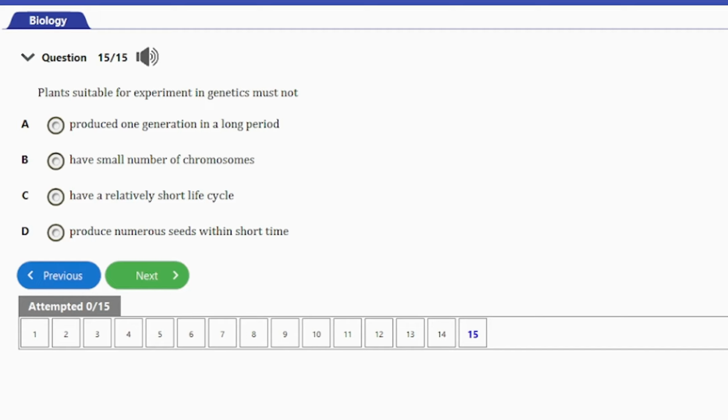So we actually need to get the first filial, the second filial generation, and if the plants take so much of long time to produce a generation, we will spend so much time trying to obtain these, and that's not necessary in some cases. So the actual answer to this question is option A, and that's the plants suitable for experimenting genetics must not produce one generation in a long period. And that's it for that question, guys.